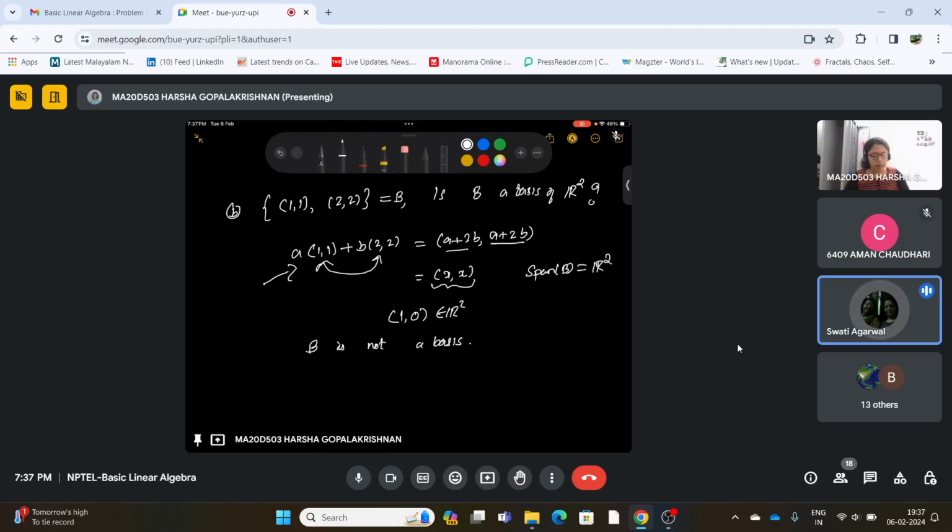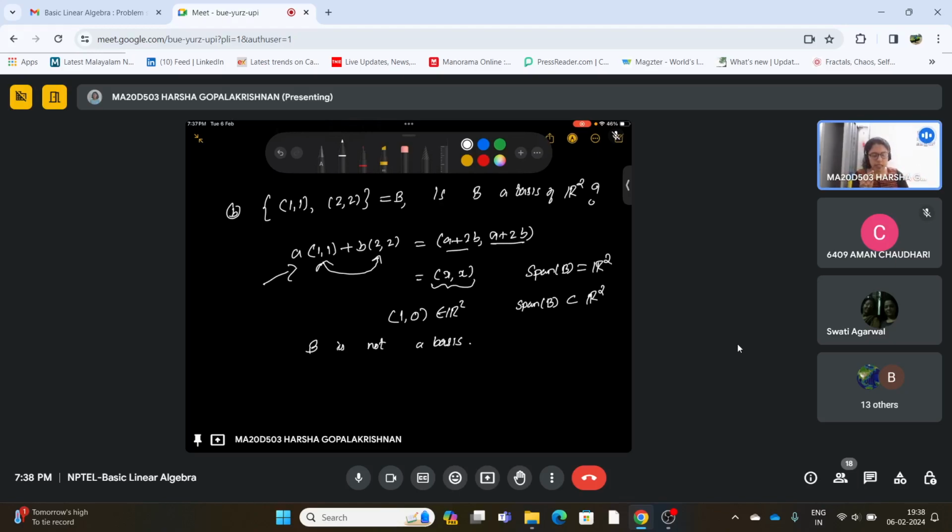So you mean to say if something has to be a basis for R2, it has to cover all the elements in R2? Yeah, the full span should be equal to R2. Here we are getting just a subset of R2. Actually, it is a subspace. But it does not give all elements in R2 by linear combination. So it is not a basis.